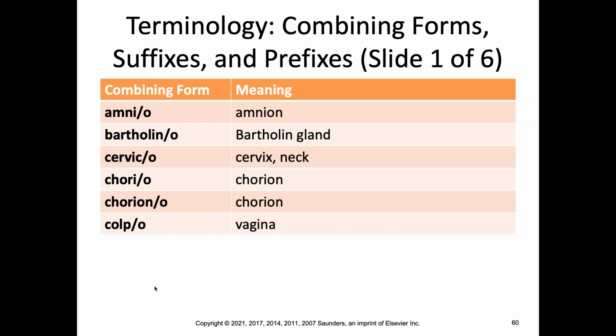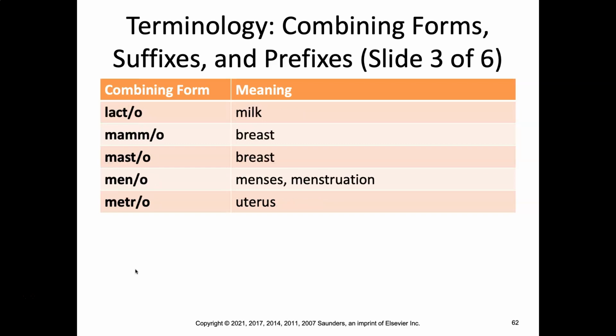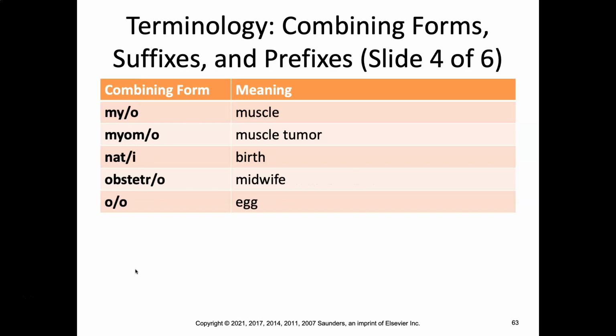Some combining forms. If you remember our equation, it's a root plus a combining vowel equals a combining form. Amnio, Bartholino, cervico, chorio, coronio, or chorion, colpo, culdo, apesio, galacto, gyneco, hystero, lacto, mammo, masto, meno, metro, myo, myomo, nati. Notice that, N-A-T-I.